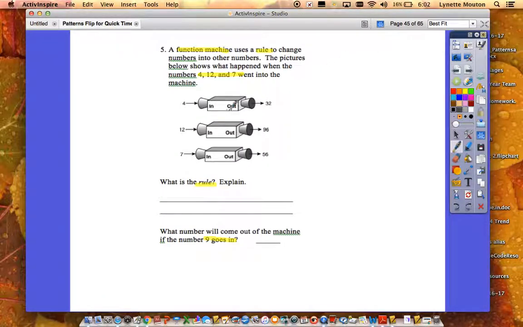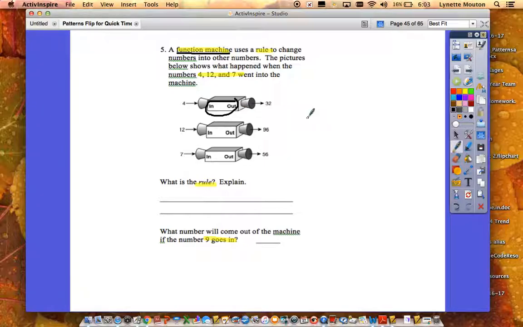Here's one that tends to give you all a little bit of trouble, and this is called a function machine, better known as an in and out machine. And what it does, it describes it right here, is it uses a rule to change the numbers into other numbers. The pictures below show what happens when the numbers 4, 12, and 7 went into the machine. So a 4 went in, just like on our little Cyberchase website, and a 32 came out. 12 went in, 96 came out of the machine. 7 went in, 56 came out. They want you to find the rule and explain what's happening to these numbers.